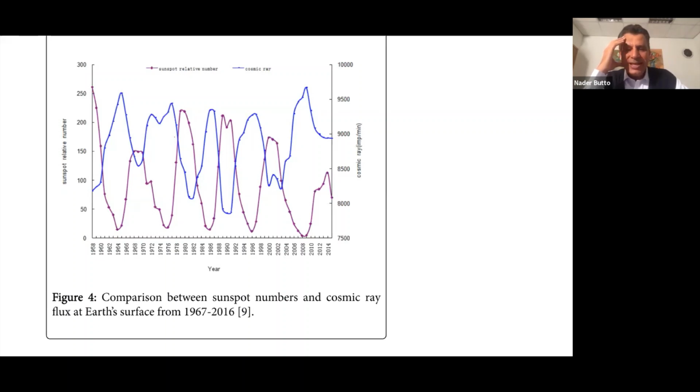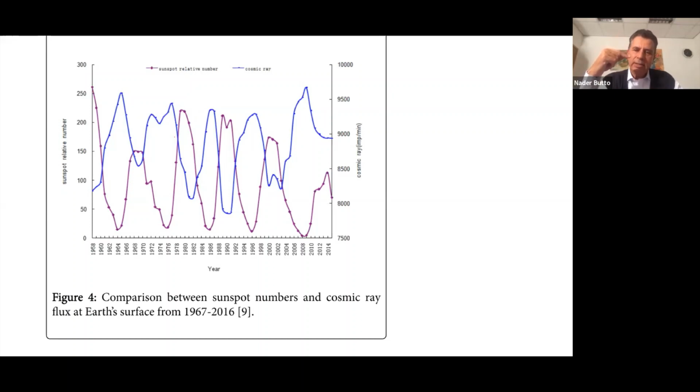Now, to understand this and the dynamic of the 11-year cyclicity, I wanted to understand what happens in these 11 years of cyclicity, and what I found out is that there is a cyclicity between the two poles of the sun.